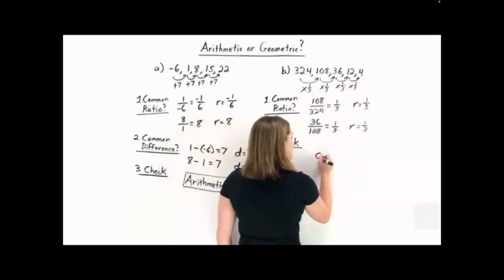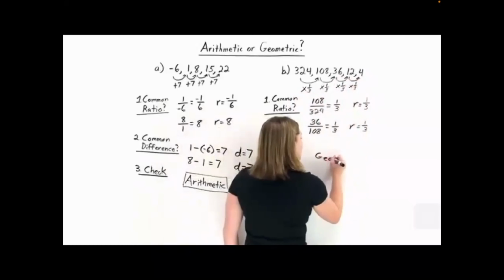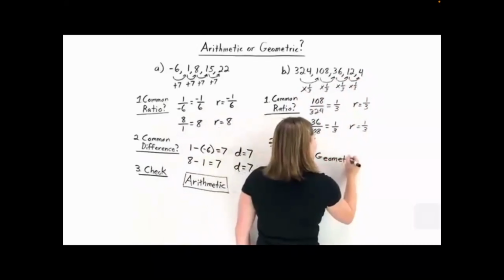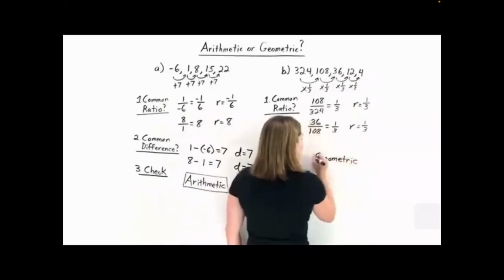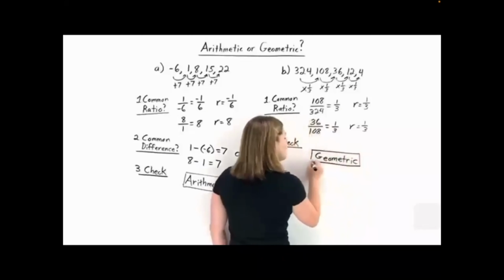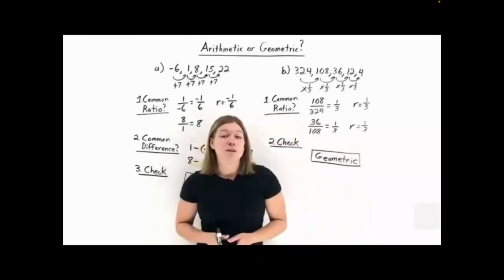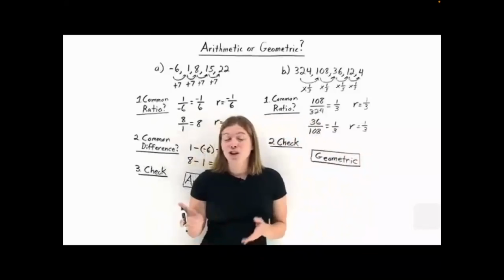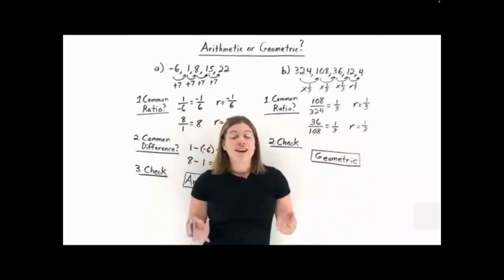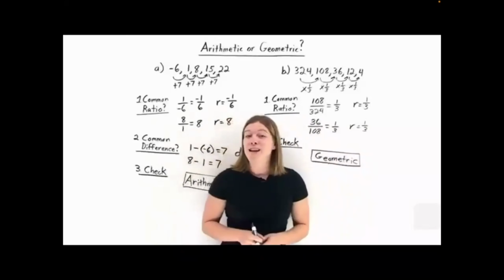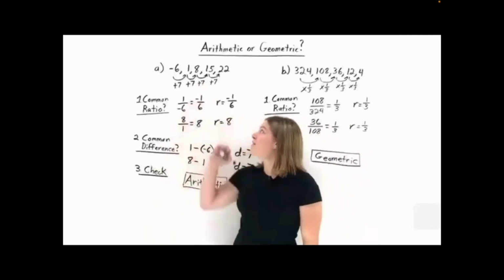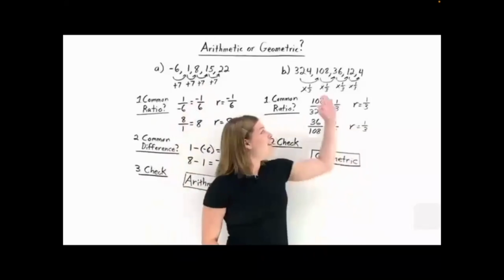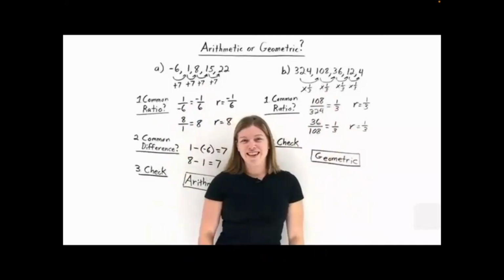That means that we have a common ratio of 1/3. And that also means that this sequence is geometric. Now, what happens if you get a case where your sequence does not have a common ratio or a common difference? In that case, you have a sequence that is neither geometric nor arithmetic. But here, we had two sequences. This sequence was arithmetic, and this sequence was geometric.